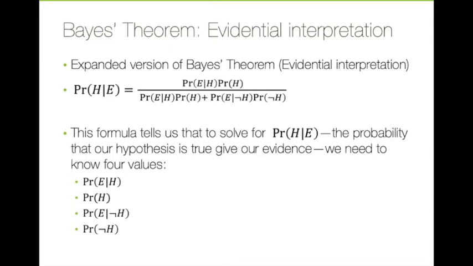The probability of E given H, that's the likelihood. The probability of H, that's the prior probability. The probability of E given not H, so the probability of the evidence given the hypothesis is false, and the probability of not H, the probability that the hypothesis is false.